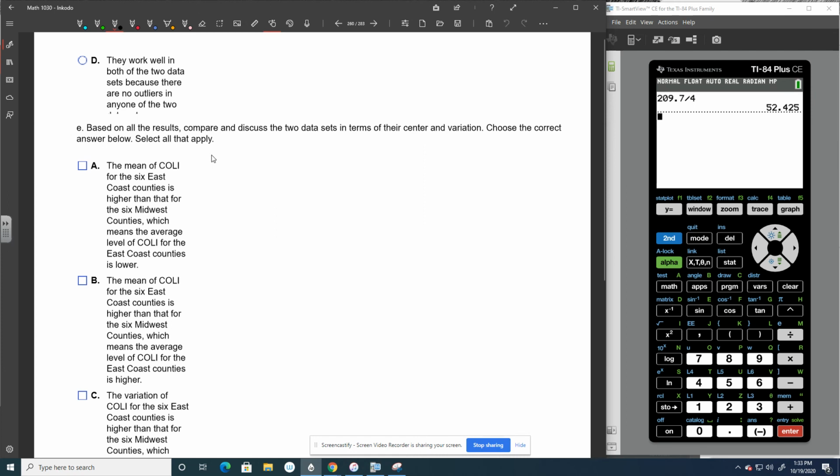Part 4, based on all the results, compare and discuss the two data sets in terms of their center and variation. Choose the answers that are correct below. So the average COLI for the 6 East counties is higher than the 6 Midwest. I believe it is, which means the average level of COLI for the East is higher. So the mean of the 6 East is higher, so that means that the East counties are higher. So I would choose B.